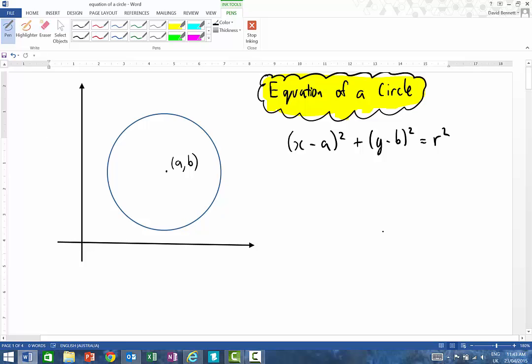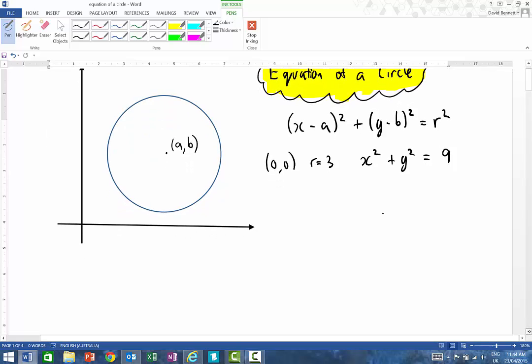Obviously, if the centre of the circle is, say, (0, 0) and it has a radius of 3, then my equation would be simply x² + y² = 3², which is 9. So any circle with a centre (0, 0) is just going to be x² + y² = r². Now, what you'll have to do in these questions is be able to work backwards and forwards from the equation to state the centre and the radius, or work from the centre and the radius to write the equation. So let's just do a couple of general ones.